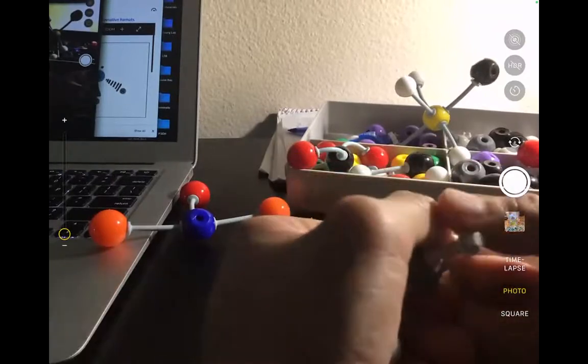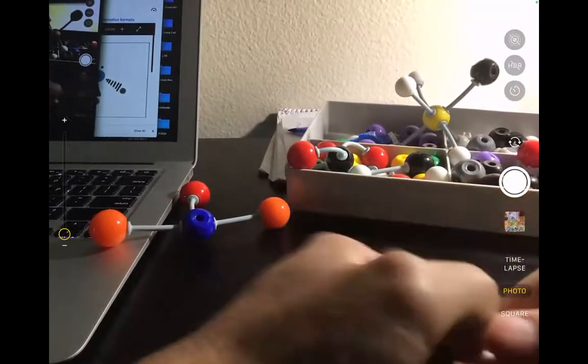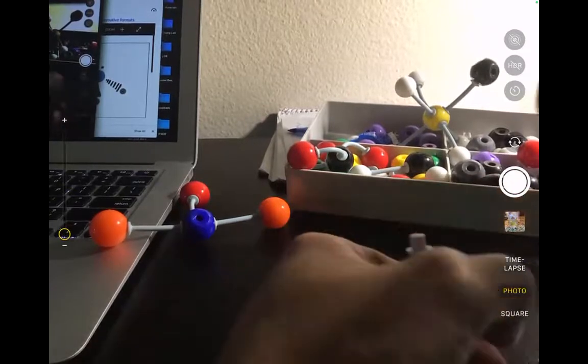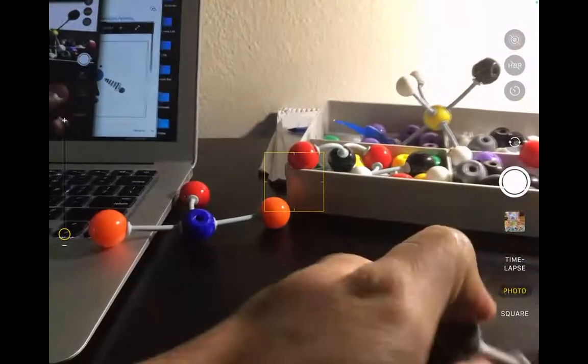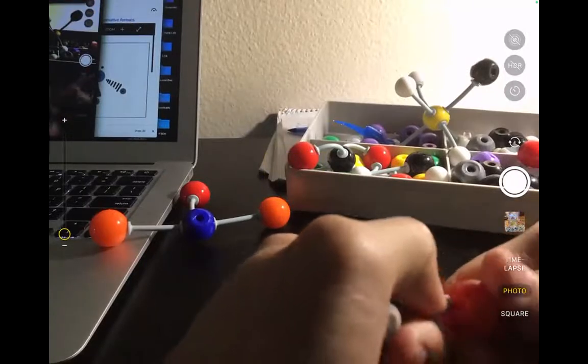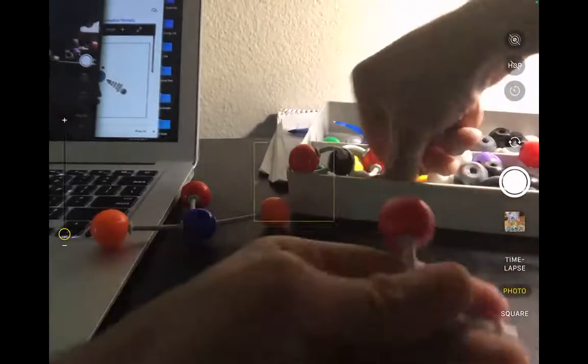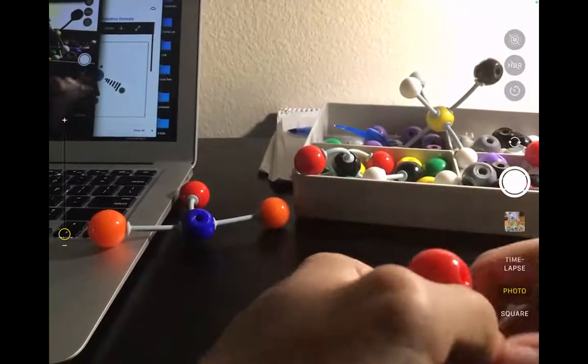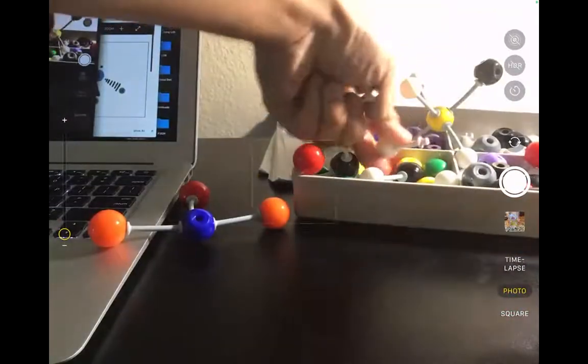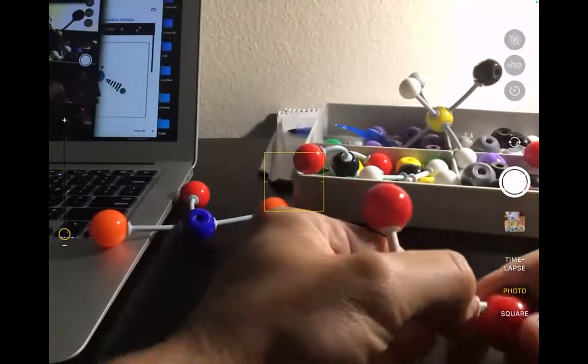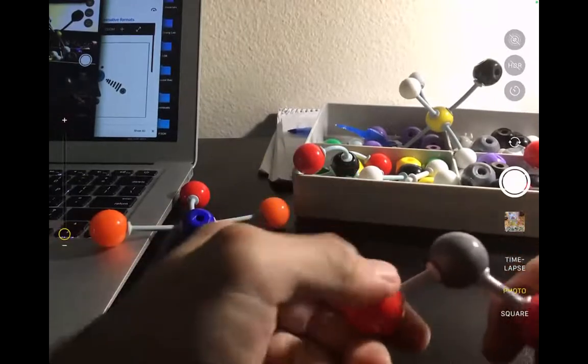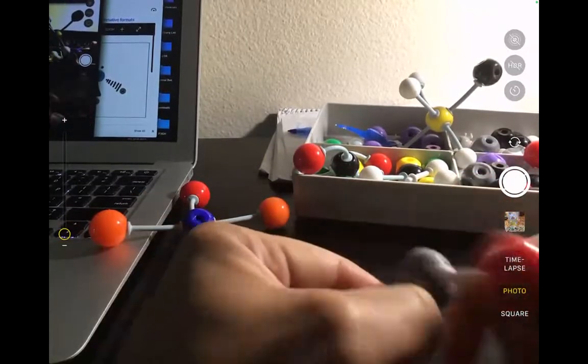Since I have more white spheres, I'm just going to represent the white sphere as the oxygen. Oh, actually I have enough, I don't have to do white spheres. I can do red spheres. Sorry. So this is going to be SO2.